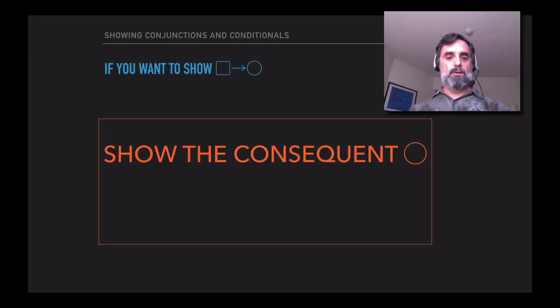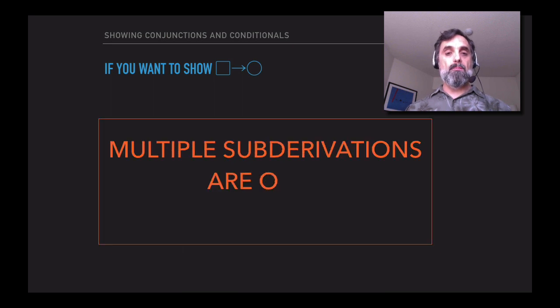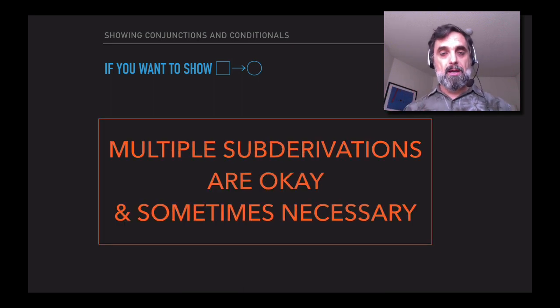This strategy, if you want to show box, arrow, circle, show the consequent circle, and you can set that up by saying show cons and doing a subderivation. This is a very powerful strategy. You're going to need to use it in your homework for this module and future homeworks. And you want to remember that multiple subderivations are okay because you can write as many show lines as you want. There's no restriction whatsoever on writing a show line. And as we just saw in the derivation we just did, they are sometimes necessary.